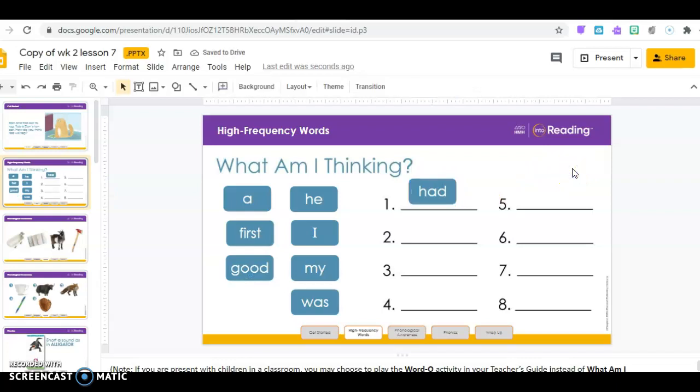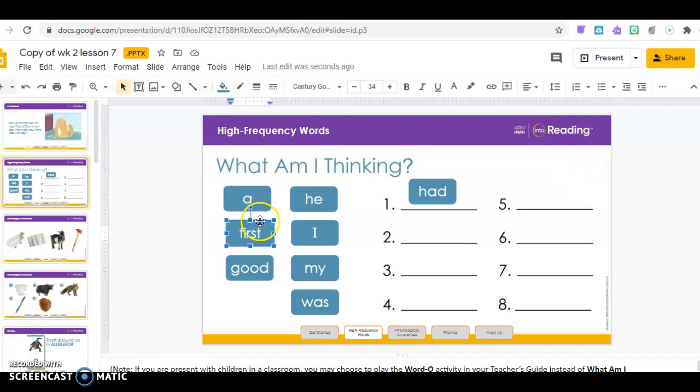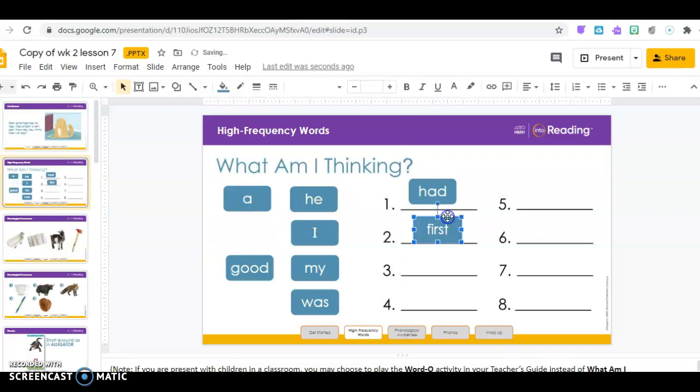Now I'm thinking of a word that has 5 letters. It ends with the letter T. This word rhymes with thirst. Good, the word is first. Now I'm thinking of a word that has 4 letters, but only 3 sounds. This word rhymes with wood. Good, that's correct. Wood and good rhyme.